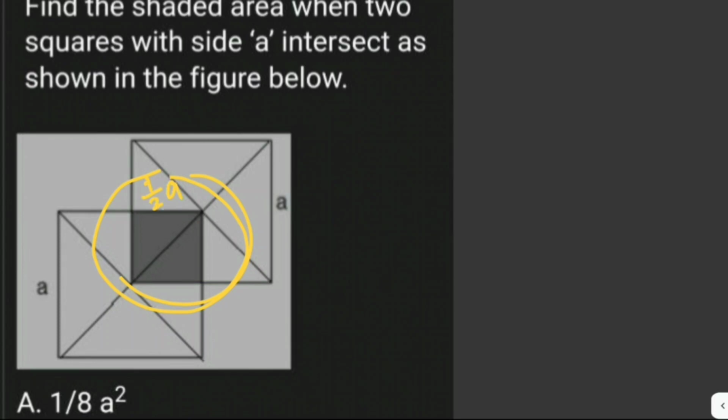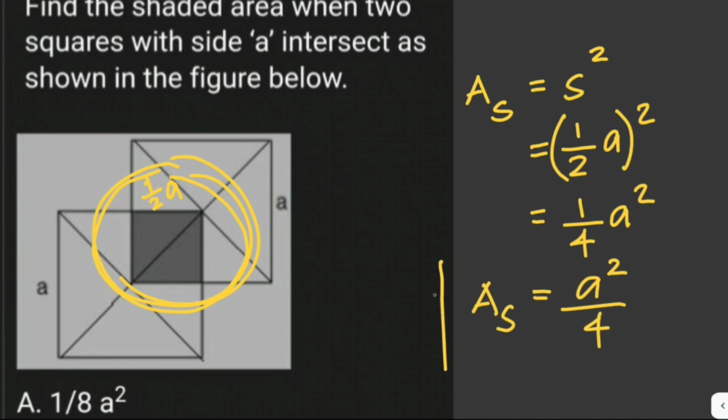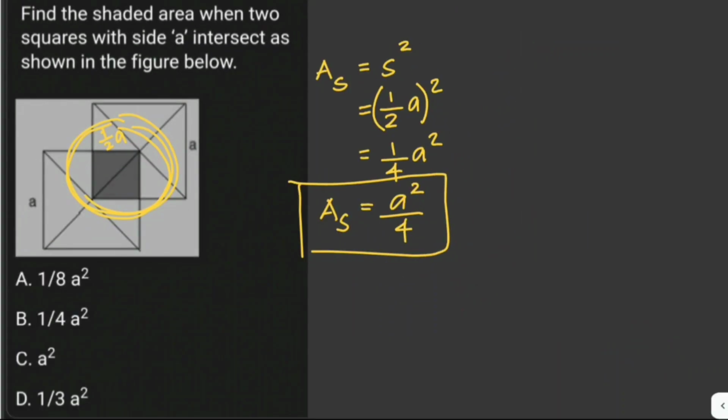And now we can solve for the area of this small square. So to solve for the area of the square, that is just s squared, and the value of our s is equal to 1/2 A, squared. So this is just 1/4 A squared, or just A squared over 4. So this is our answer here, A squared over 4. The answer is letter B, or just 1/4 A squared.